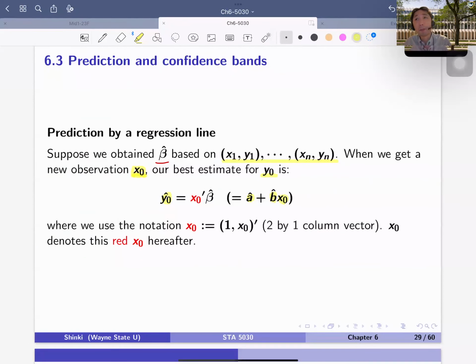It's just a plug-in number. But the problem is how reliable this estimate is. So that is today's main topic.